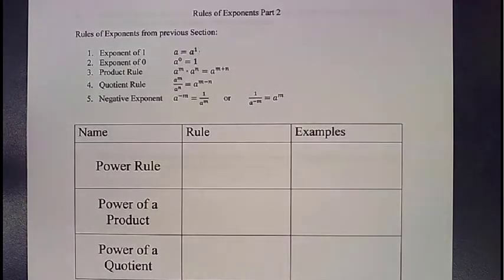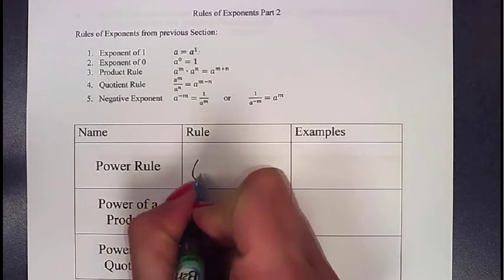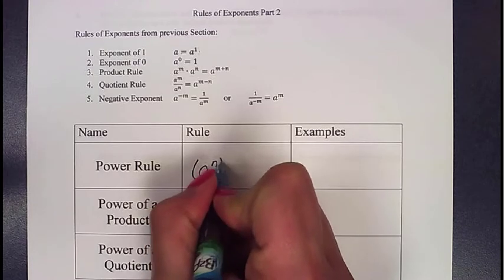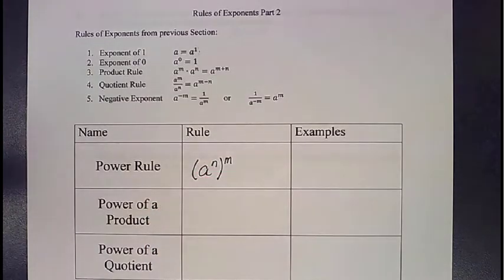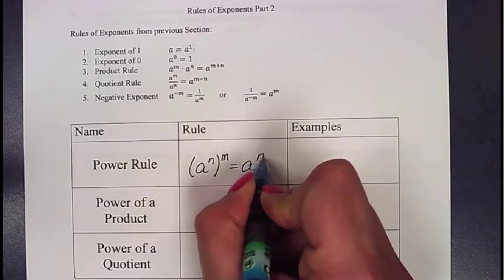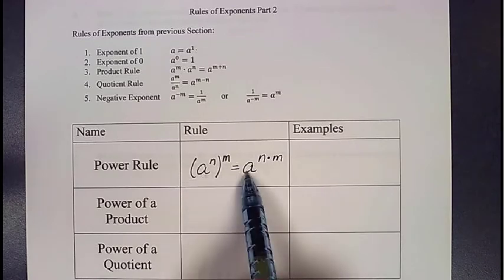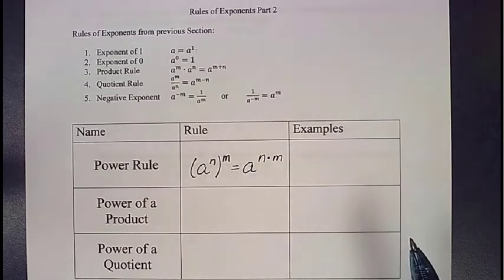So we're going to add 3 more rules to our list of rules here. The next one is what we call the power rule, and that says if I have a to the n and I raise it to an additional power of m, I'm going to take those two exponents and multiply them together. Notice again, I'm not changing my base number, I'm only messing with my exponents.